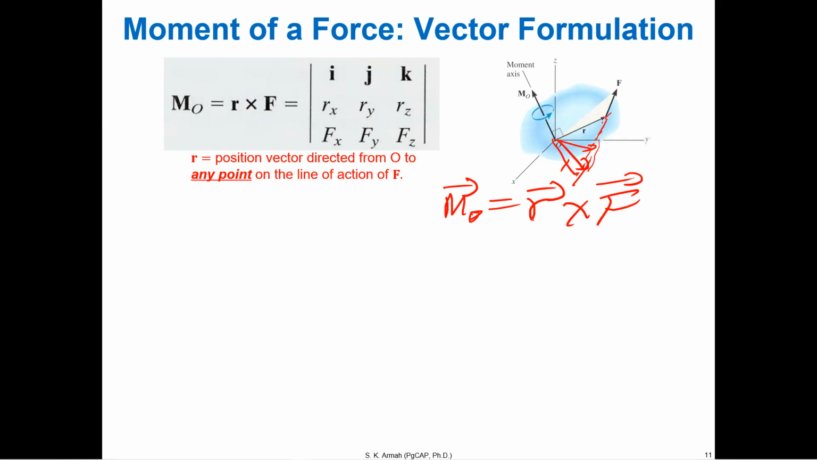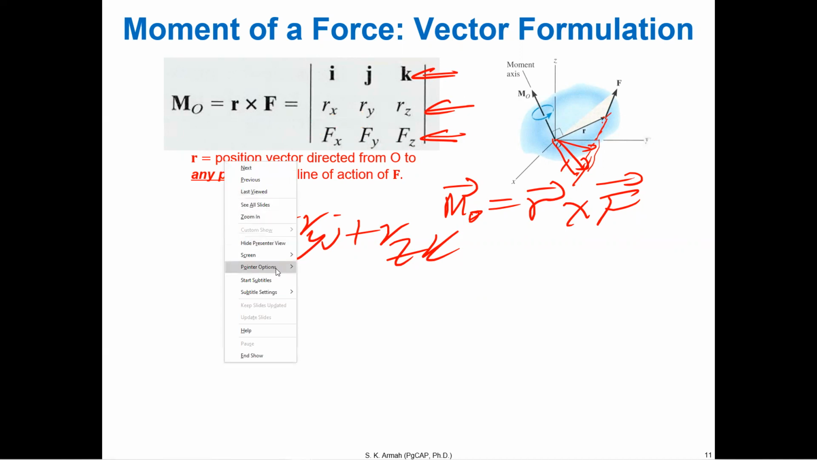So what is R? R can be written as Rx i plus Ry j plus Rz k, and that's what goes here. Of course, the first row is our i, j, k. And then you put your force in the third row: Fx, Fy, Fz. And then you evaluate this determinant, you are done. And that's the reason why I have to talk about cross product.